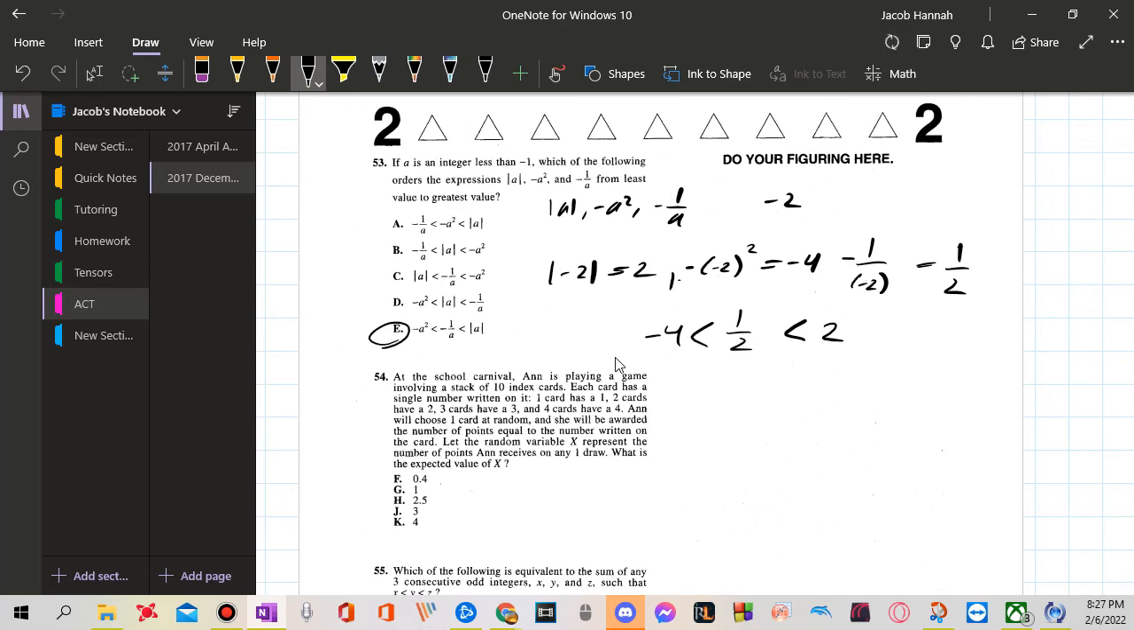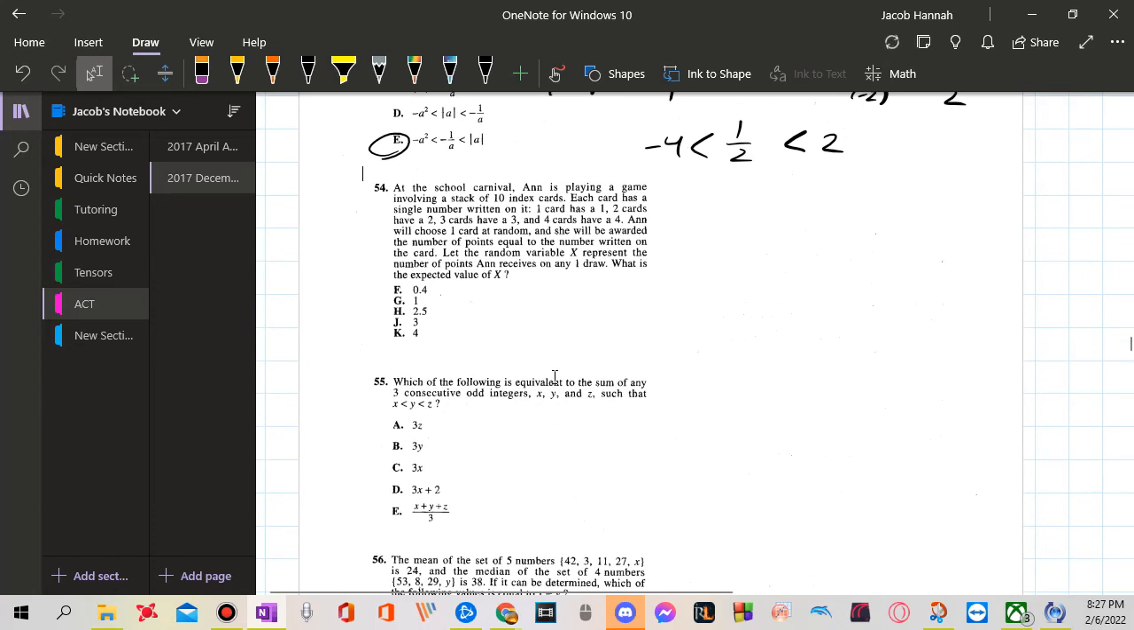Alright. So, at the school carnival, Anne is playing a game involving a stack of 10 index cards. Each card has a single number written on it. One card has a 1. Two cards have a 2. 3 cards have 3.